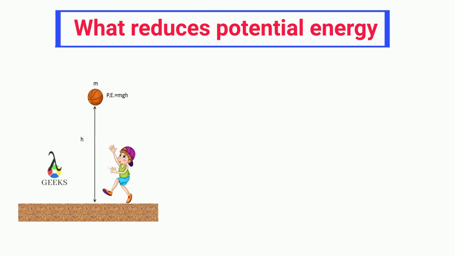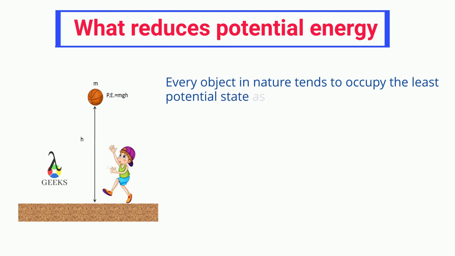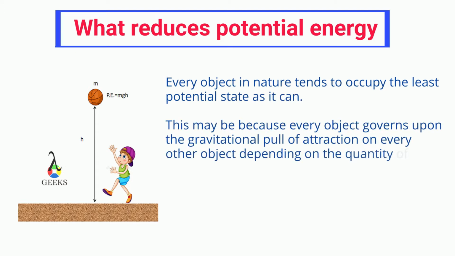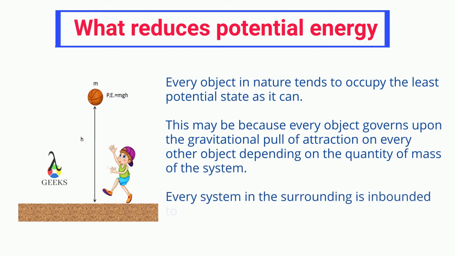What reduces potential energy? Every object in nature tends to occupy the least potential state it can. This may be because every object exerts a gravitational pull of attraction on every other object, depending on the quantity of mass of the system. Every system in the surroundings is bound to attain the equilibrium state of rest.